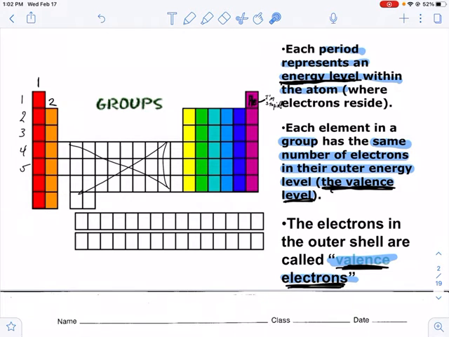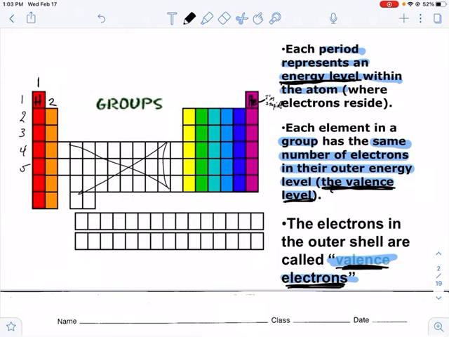Each period on the periodic table is the energy level. It tells you how many energy levels that atom has. Hydrogen and helium are the only two in period one. Once again, a period is a horizontal row. They only have one energy level. All elements in period 2 have 2 energy levels. All elements in period 3 have 3 energy levels. Period 4 have 4 energy levels. That shouldn't be anything too shocking.